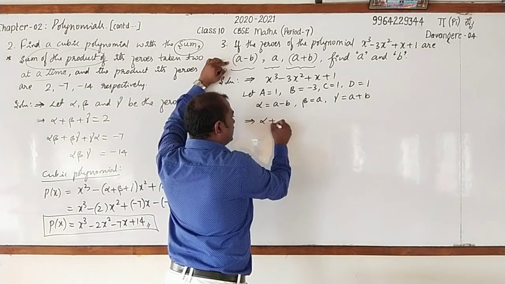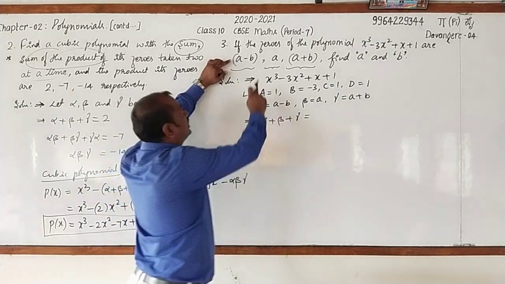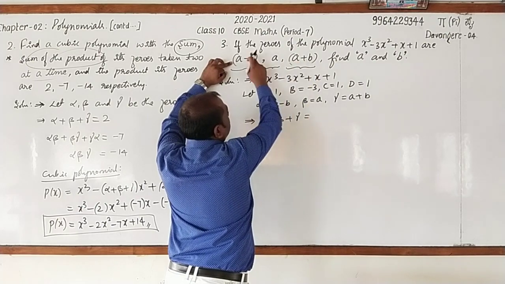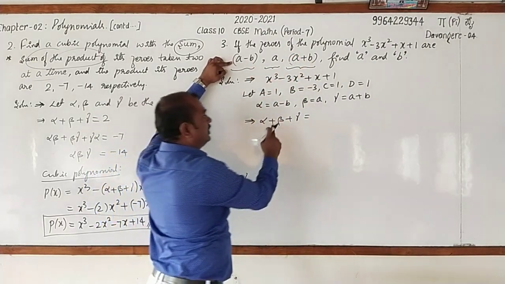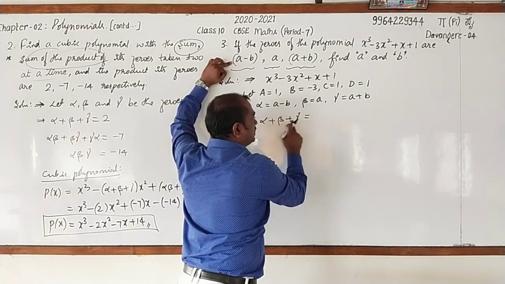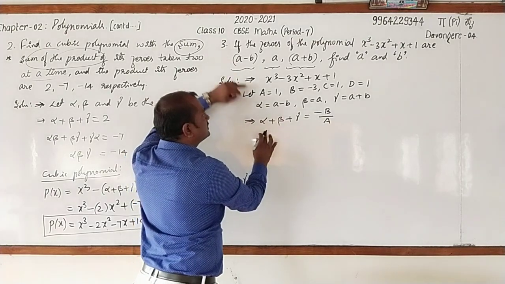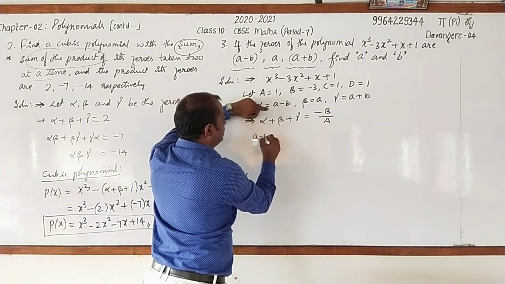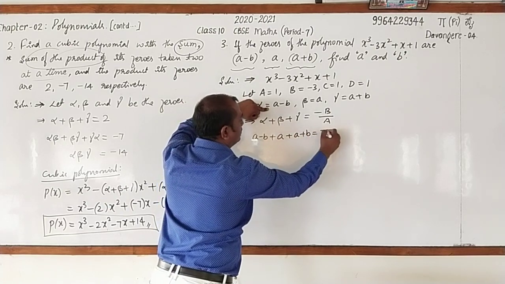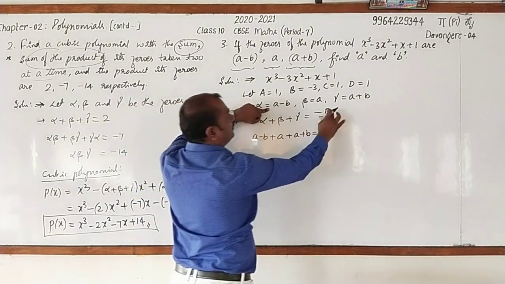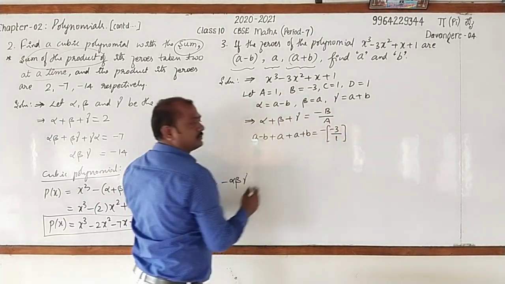We can go for taking alpha plus beta plus gamma. You may be thinking, why? When you add all these, B and B get cancelled, so we can find out A easily. We know that alpha plus beta plus gamma is minus B by A. What is alpha? A minus B. Beta, A. Gamma, A plus B. Minus of what is B? B is minus 3. Capital A is 1.